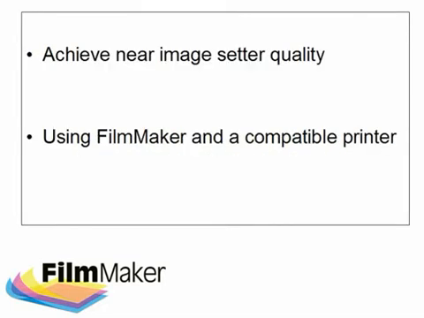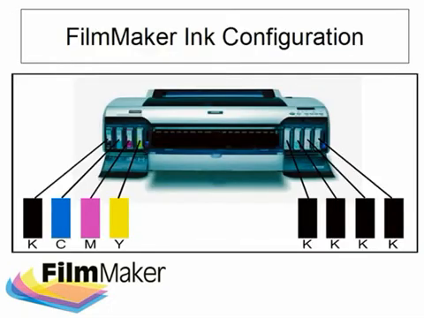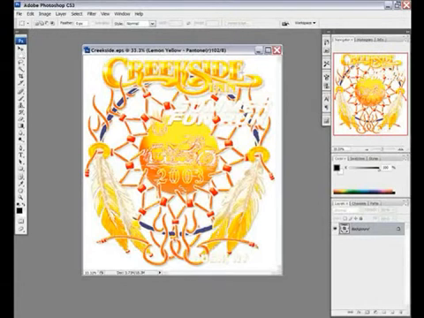In this session we're going to take a peek at how simple it is to prepare and send your images from Photoshop to FilmMaker's VPM interface and then output to an Epson 4880 that's been set up with the FilmMaker ink system. Now, this has 4 extra black channels to enable the production of film sets with a much greater density. Okay, so let's get started in Photoshop then.